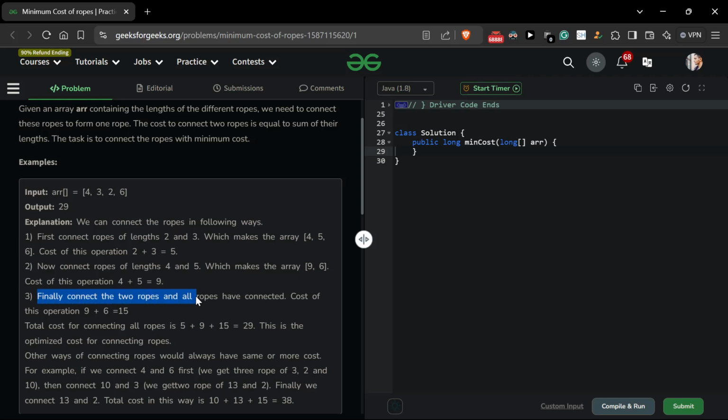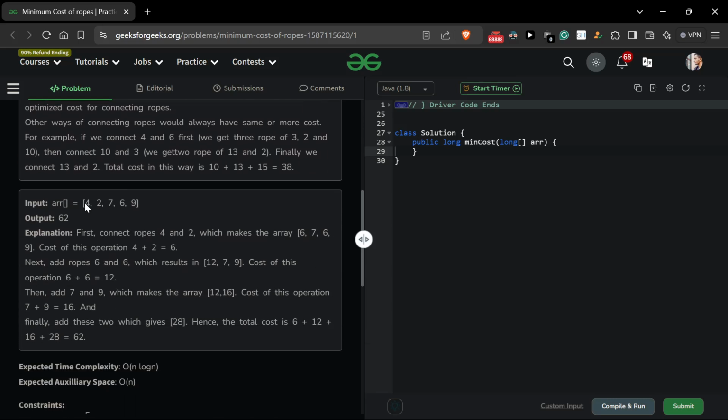Then we have only two ropes, so we connect these two ropes. The cost is 15. And after connecting this, we have a single rope whose length is 15. So overall, the total cost is 5 plus 9 plus 15. So the total answer is 29.